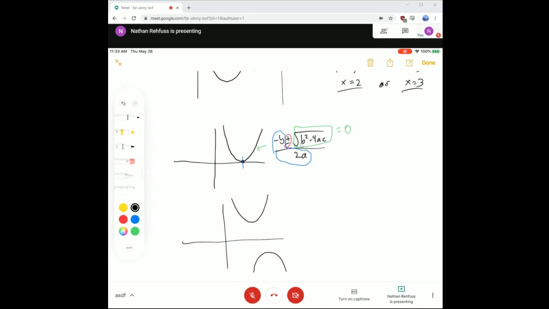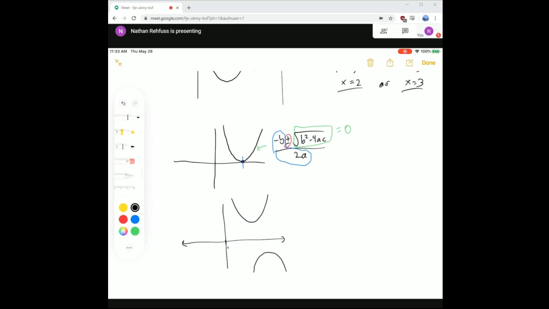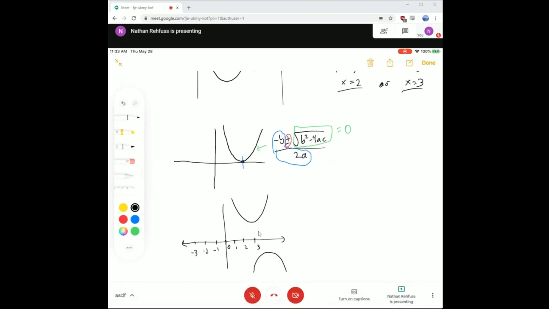The problem here is that this b squared minus 4ac, in this case, is a negative number. So I'm taking negative b plus or minus the square root of a negative number, and it's not on the graph. You can't take the square root of a negative number and have it be anywhere on the x-axis. The x-axis is just a real number line, 0, 1, 2, 3, -1, -2, -3, and there's no place for the square root of a negative number.